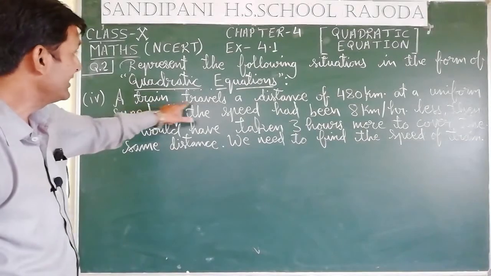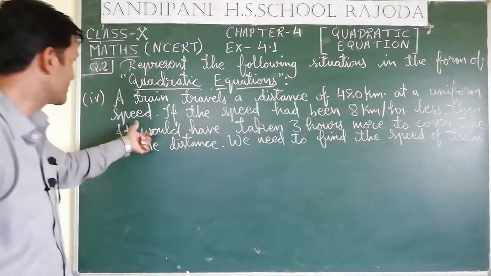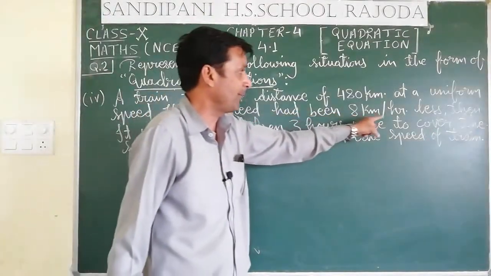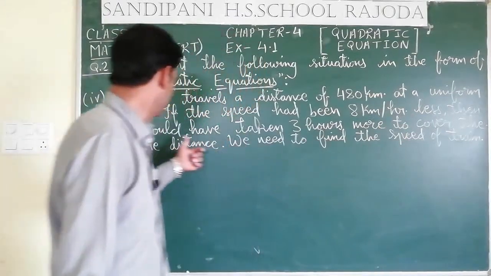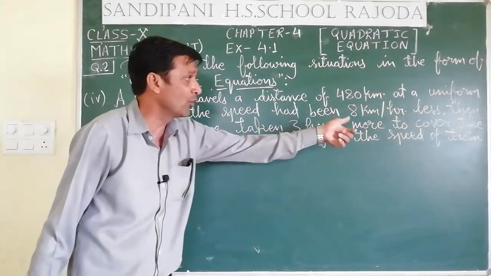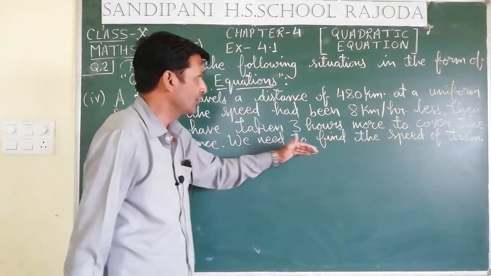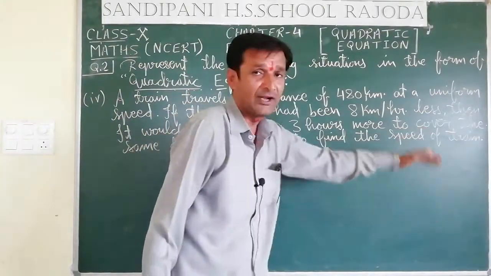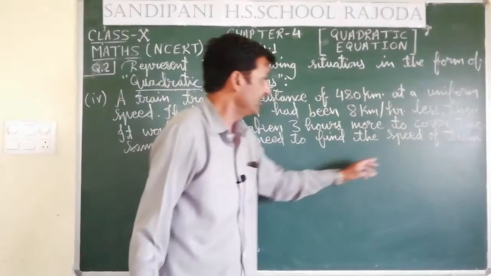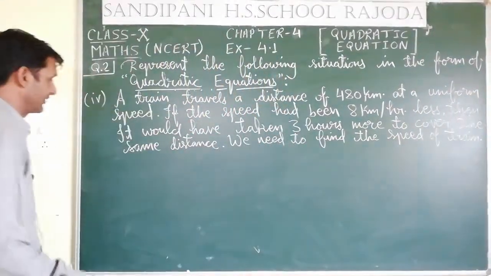A train travels a distance of 480 km at a uniform speed. If the speed had been 8 km per hour less, then it would have taken 3 hours more to cover the same distance. We need to find the speed of train. So first of all, what is needed? We need to find the speed of train. So let us consider the speed of train.